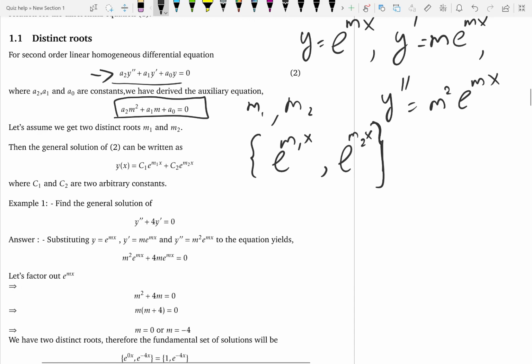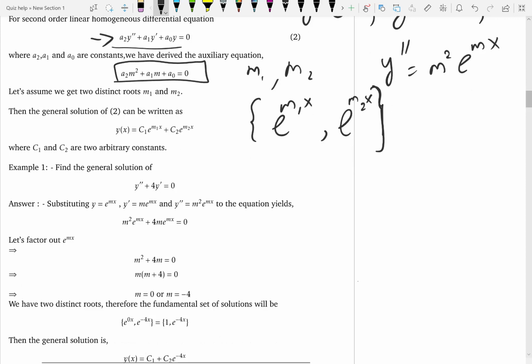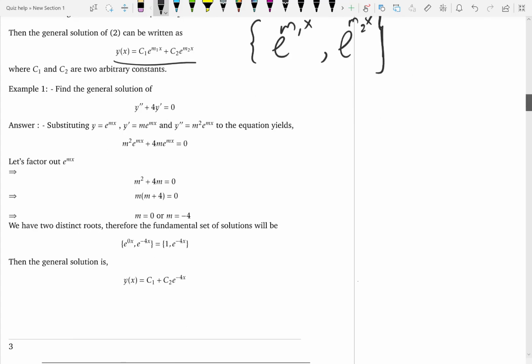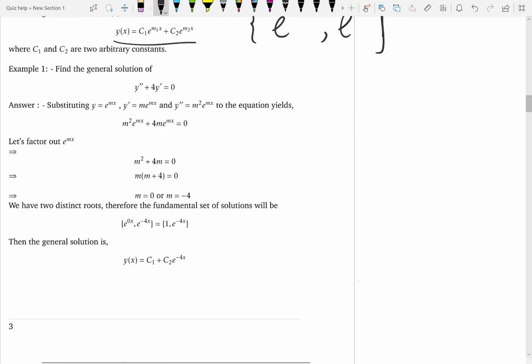Alright, then we can write the complementary solution, complementary function, the general solution as y is equal to c1 times e to the m1x plus c2 times e to the m2x. Okay, that's the first case. Let's look at some examples. Okay, so the first example in the notes.